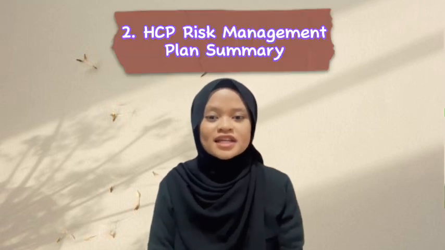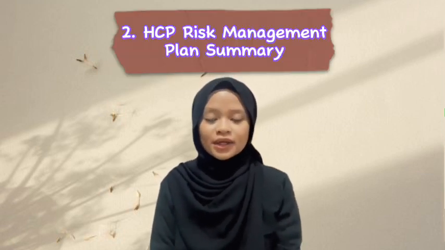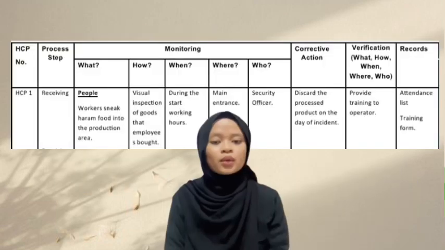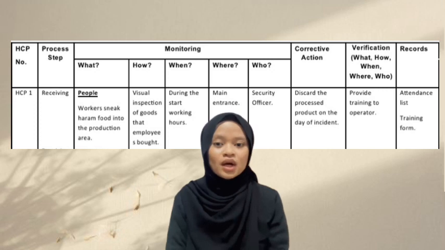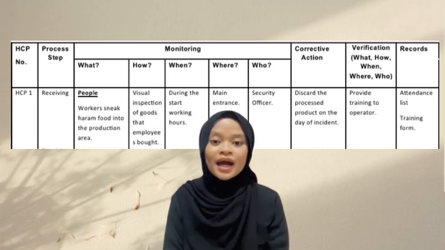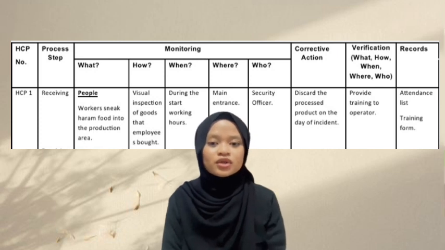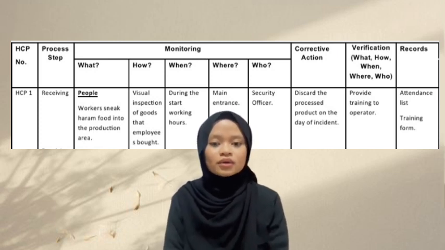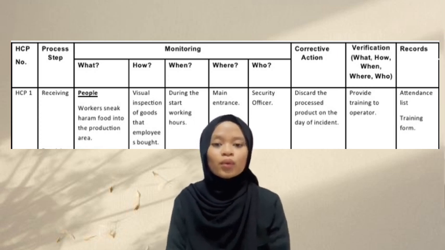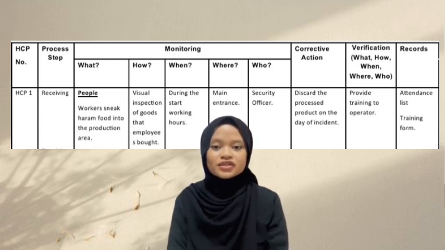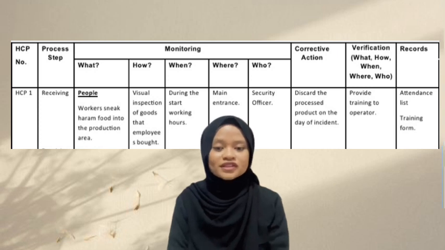Now, we proceed to the next item, which is HCP Risk Management Plan Summary. HCP number 1 is on receiving. Why? For people, workers sneak haram food into the production area. How? Visual inspection of goods that employees bought. When? During the start working hours. Where? Main entrance. Who? Security officer.